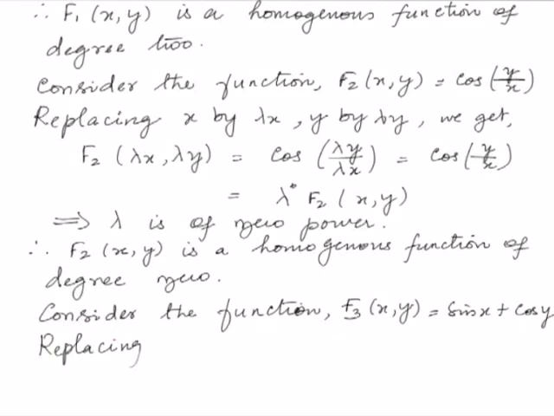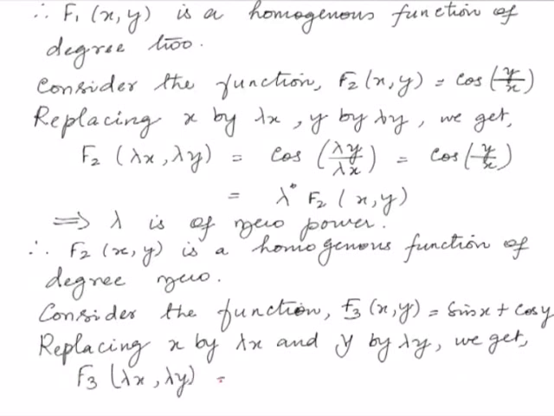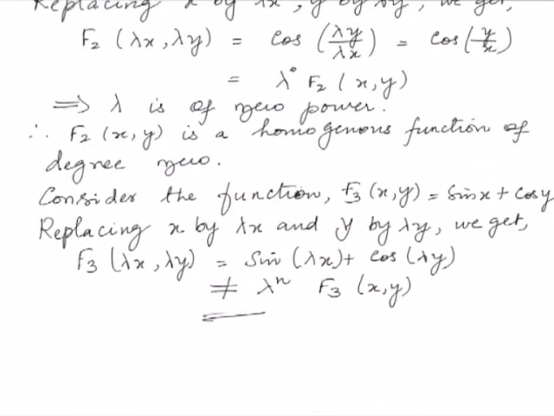So, replacing x by lambda x and y by lambda y, we get f3 of lambda x comma lambda y is equal to sin of lambda x plus cos of lambda y. This cannot be brought out as a power of lambda. So, lambda power n into f3 of x comma y is a situation wherein we cannot bring it to. So, this is not equal to lambda power n into f3 of x comma y. Is this a homogeneous function? No. So, we get f3 to be not a homogeneous function.